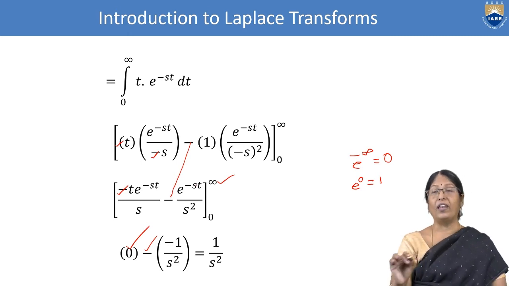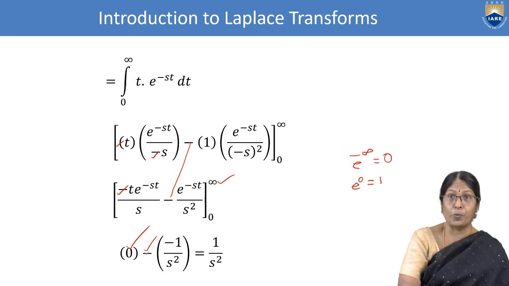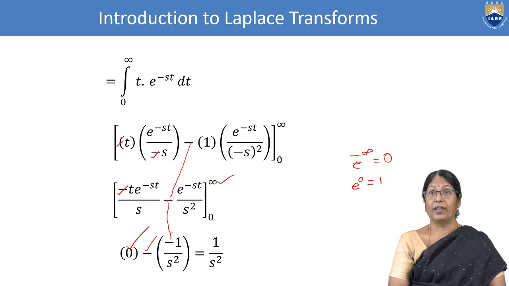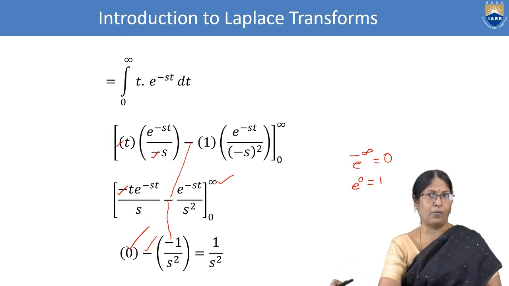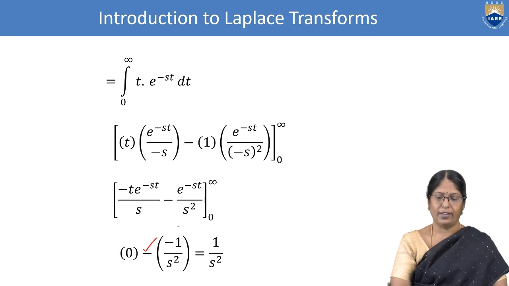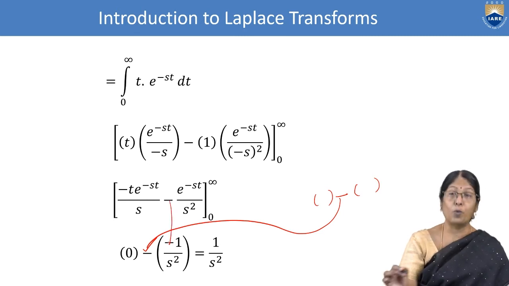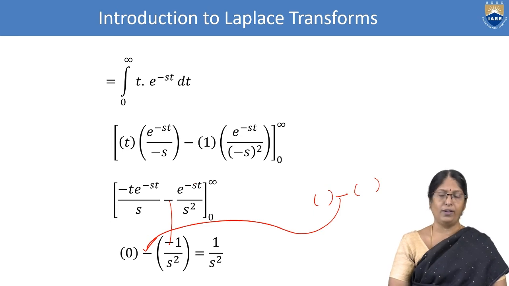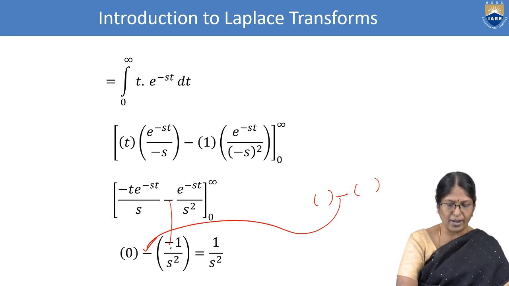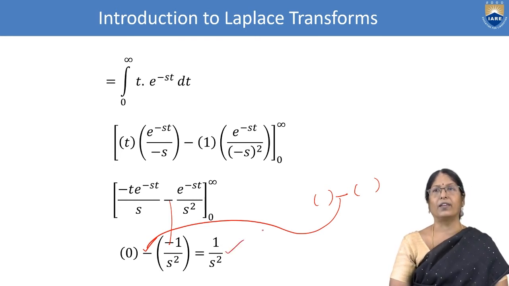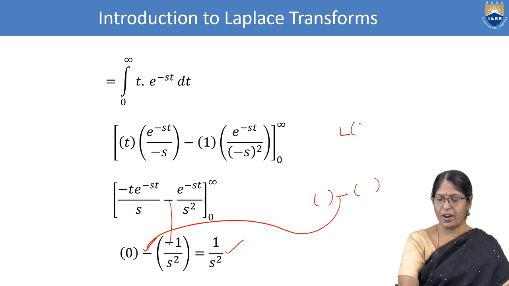Here minus, e power 0, the value is 1. This is the formula minus, and this is the problem minus. When the negative sign comes, we have to be very careful whether the sign is in the formula or in our given problem. This is the formula sign: the upper, that is the infinity value, minus the lower limit value. This minus is the problem minus. So e power 0, the value is 1, so minus 1 by s square. Minus into minus is plus, so 1 by s square. So we got it: Laplace transform of t equals 1 by s square.